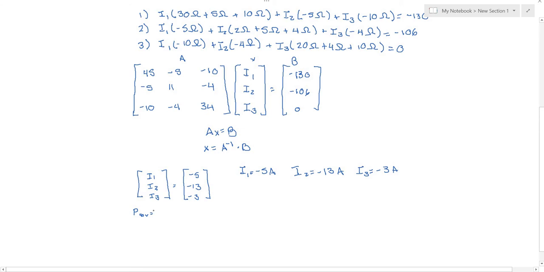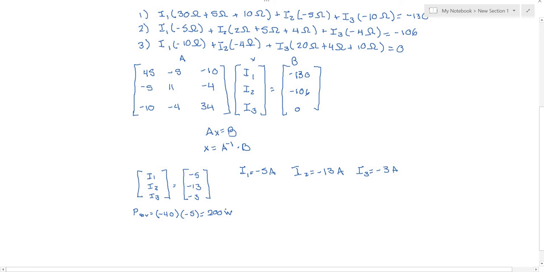Okay, so the power developed for my 40 volts is going to be -40, because my voltage is facing the wrong way, times -5. Depending on how you did your mesh, this one could be positive and this one positive too. It just depends on the direction you calculate your mesh. Either way, this power should be 200 watts. Correct?